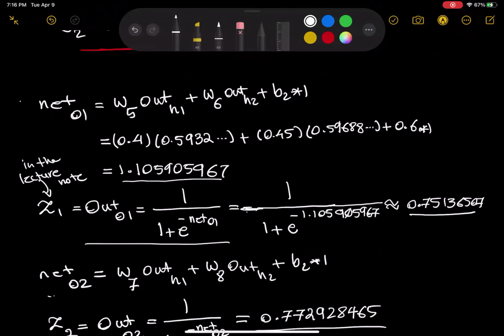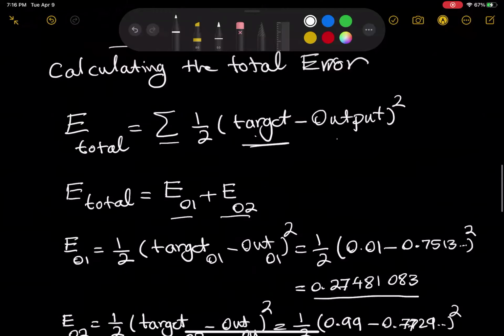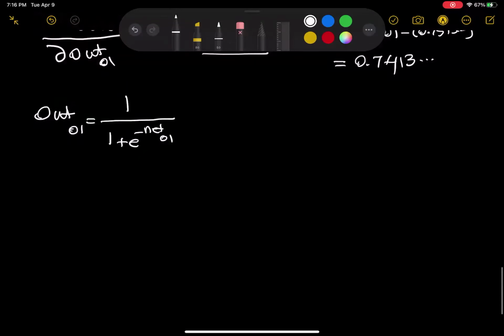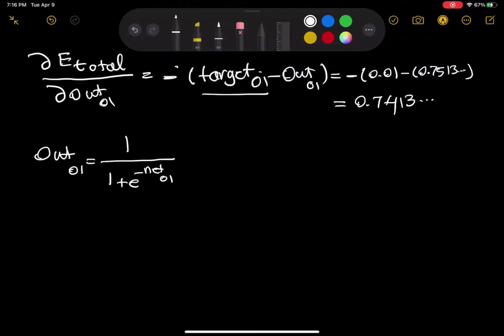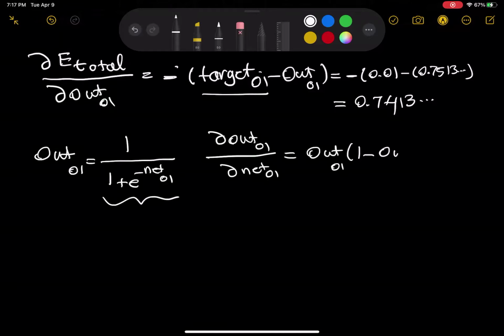Okay, so this is not something new. We already saw it in the previous steps. Now the derivative of out O1 with respect to net of O1 would give you the derivative of basically this function. This is pretty standard: out O1 times 1 minus out of O1.